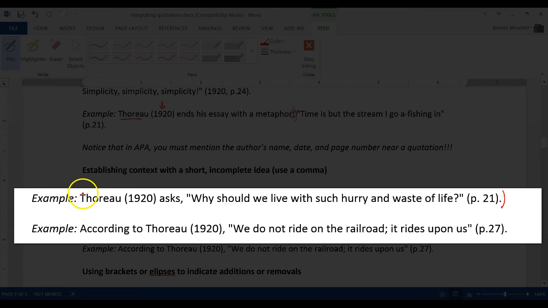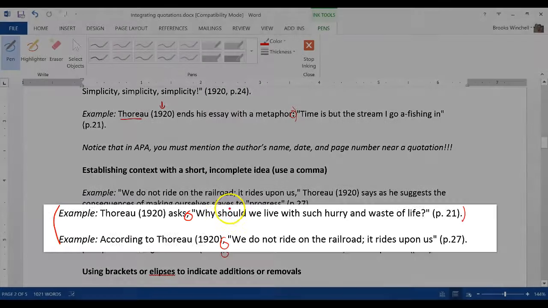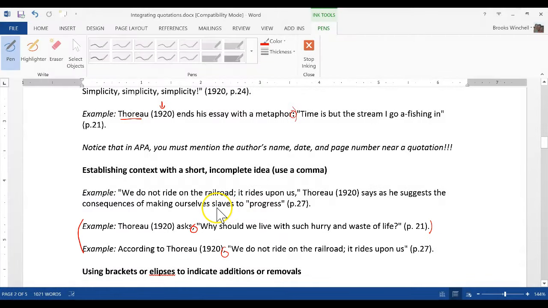So this is a good example of introducing with a short phrase. Use the comma. Here's another one. According to Thoreau (1920), "we do not ride on the railroad, it rides upon us" (p. 27). So there's another example. Whenever you introduce with a phrase or a short part of a sentence, use a comma. If you introduce with a complete sentence, use a colon.